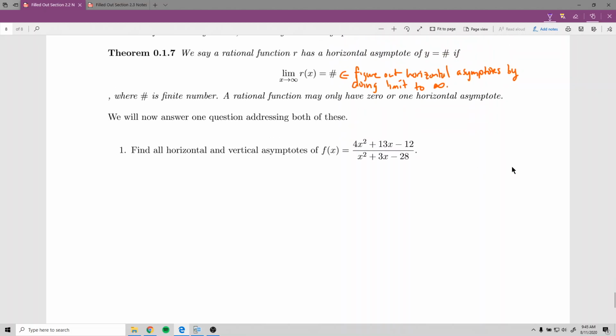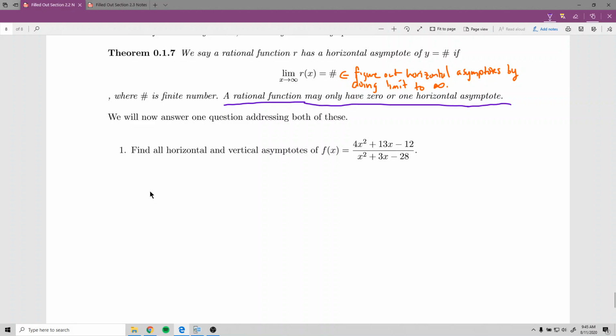Right, but we just have one problem here. Find all horizontal and vertical asymptotes of f of x equals 4x squared plus 13x minus 12 over x squared plus 3x minus 28. I guess I didn't say this, so I want to go ahead and underline it. A rational function may only have 0 or 1 horizontal asymptote. It cannot have more than 1, but it doesn't have to have 1.